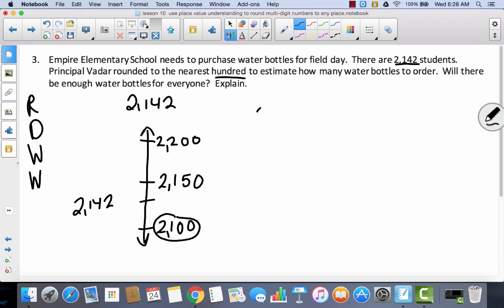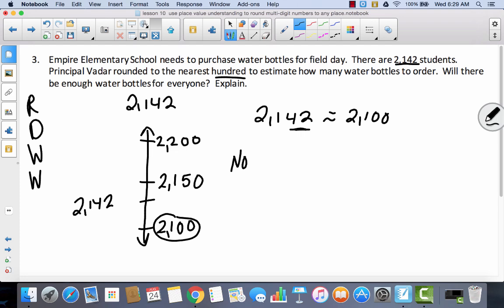So we have 2,142 students, and that rounds to about 2,100. So if Principal Vader rounded this number to 2,100 and he bought 2,100 water bottles, will there be enough water bottles for everyone? Well, the answer is no, because look, he's still going to have 42 kids that don't have water bottles. So we wrote our number sentence. Now we're going to answer the question. And will there be enough water bottles for everyone?